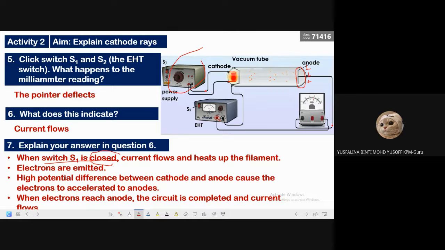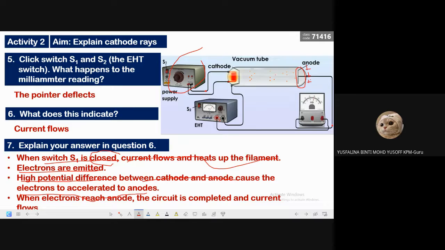So when switch S1 is closed, current flows and heats up the filament. At this part, the thermionic emission process will happen, so the electrons will be released. The electrons are emitted because of the thermionic process. Then the high potential difference between cathode and anode causes the electrons to accelerate to the anode.